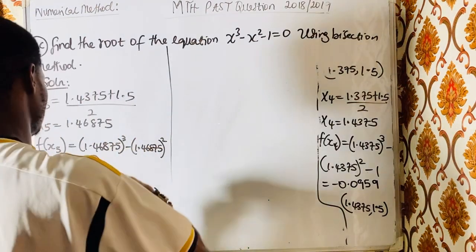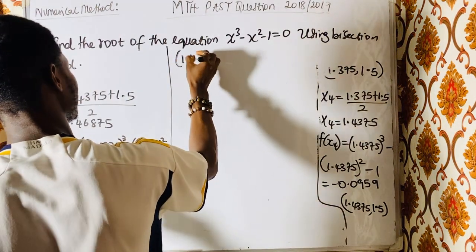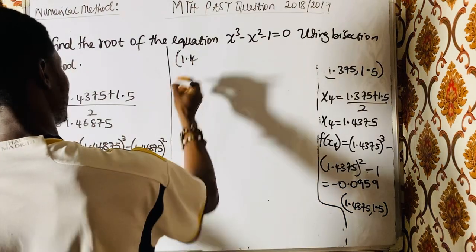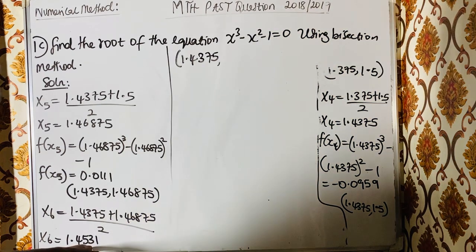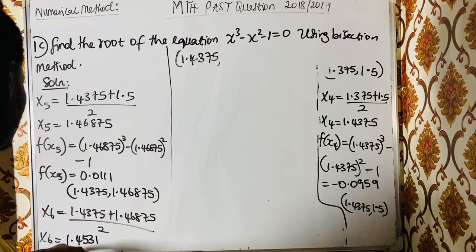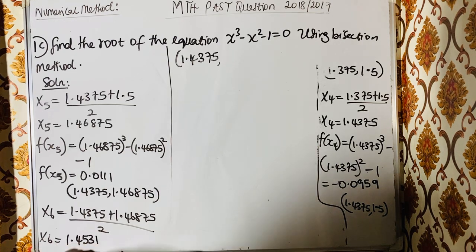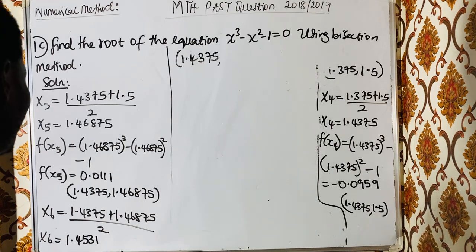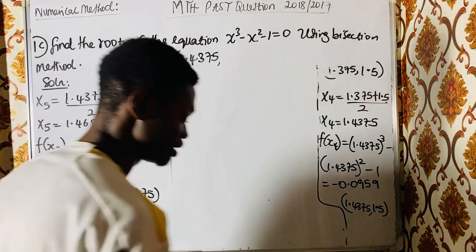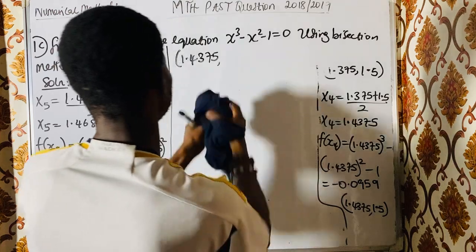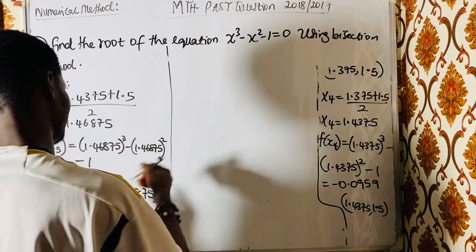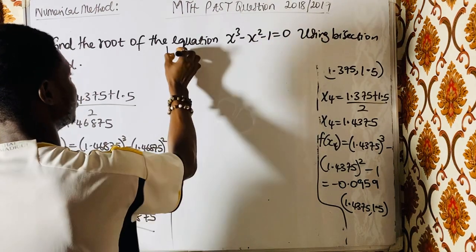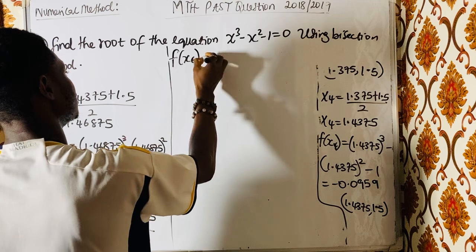So we'll be having 1.4375. Then this one yielded us what? Positive. So we are going to replace this with the positive one. So which one gave us this positive? No interval yet. Let us do for f of x6. Sorry. So f of x6 before our interval. So f of x6 will be what?